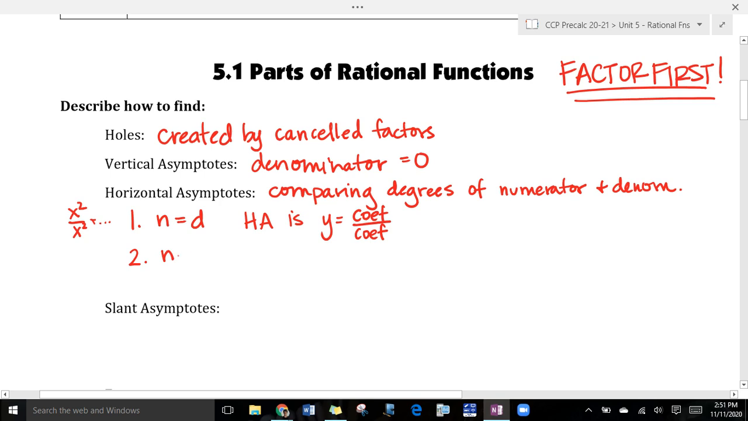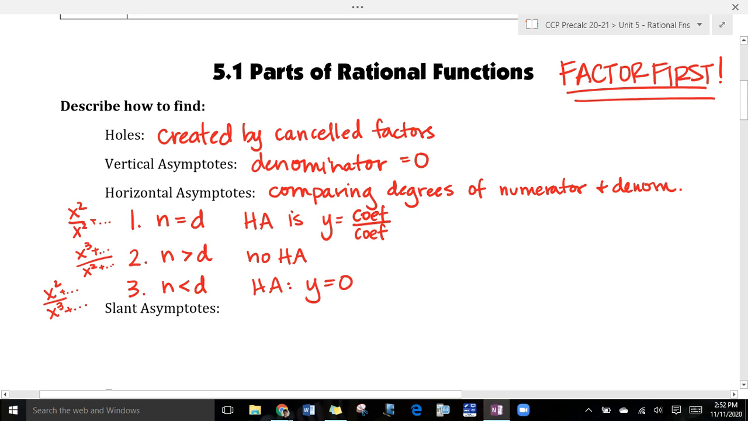Option number 2, the numerator degree is bigger than the denominator degree. So maybe this time it's like an x to the third plus stuff over x squared plus stuff. Top degree is bigger than the bottom. If that happens, then there is no horizontal asymptote. We don't have to worry about it. You can just say none. Option number 3 is numerator degree is smaller than denominator. So if we flip-flop that, make it something like x squared over x to the third with your remaining terms, the horizontal asymptote will be located at y equals 0.